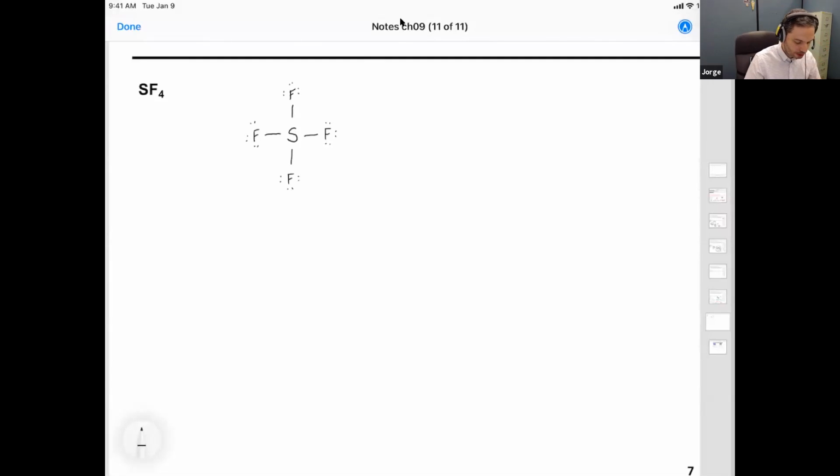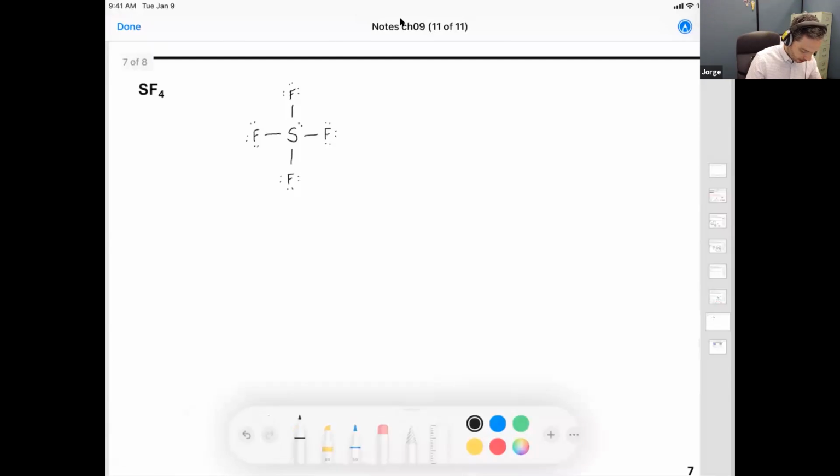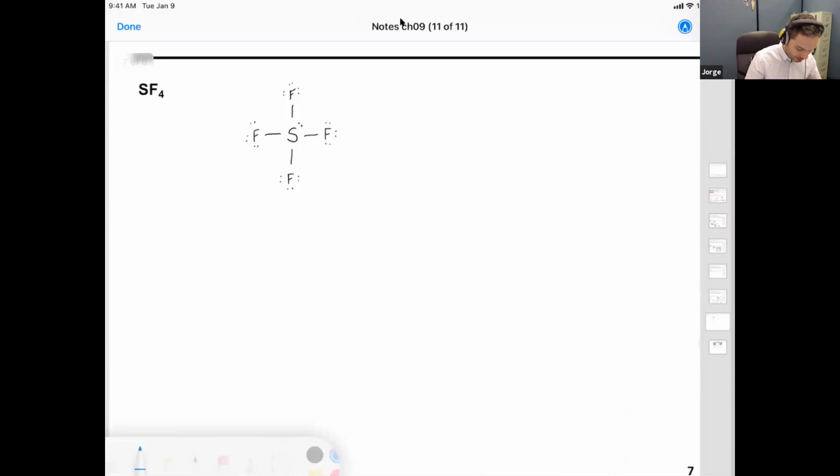And then, according to Clark's rule, this is an example of octet expansion for the central atom. So we are going to dump the remaining electron pairs on the central atom. Therefore, here we have sulfur with 10 electrons in its valence shell.